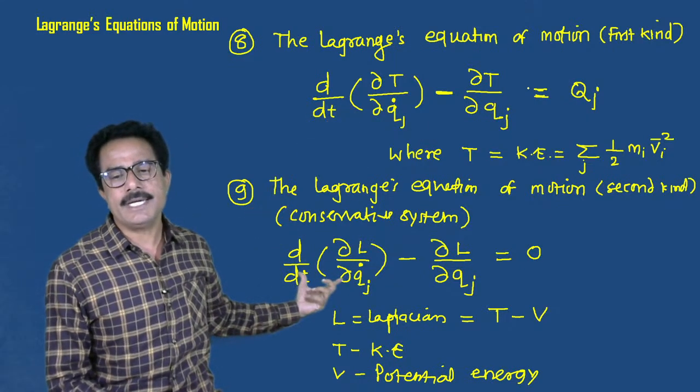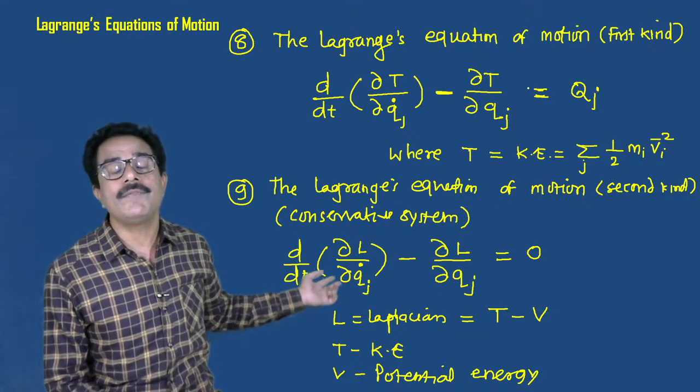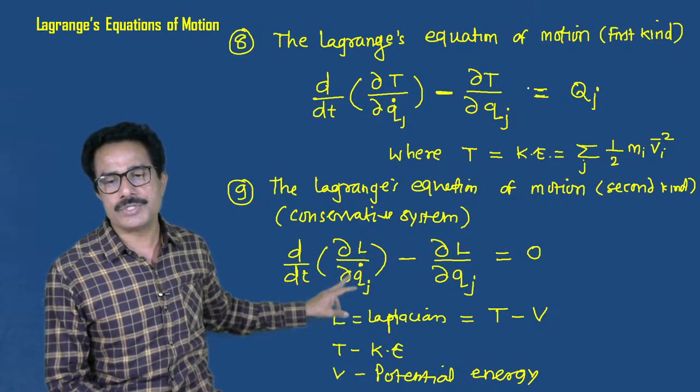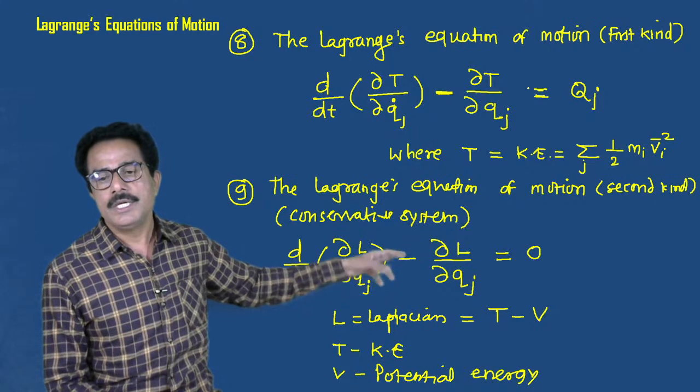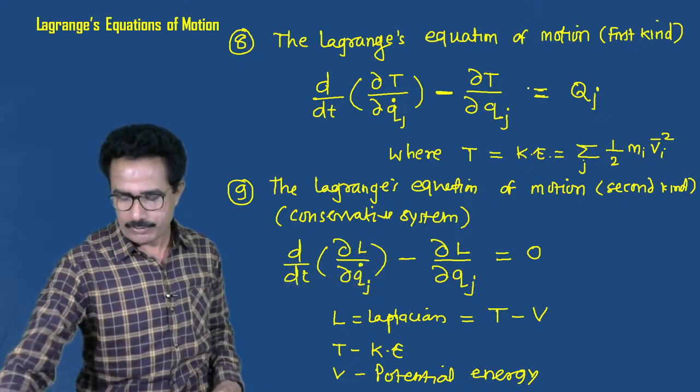And this is the second kind of Lagrange's equation of motion, in the form of the Lagrangian: d by dt of dou L by dou qj dot equals dou L by dou qj.